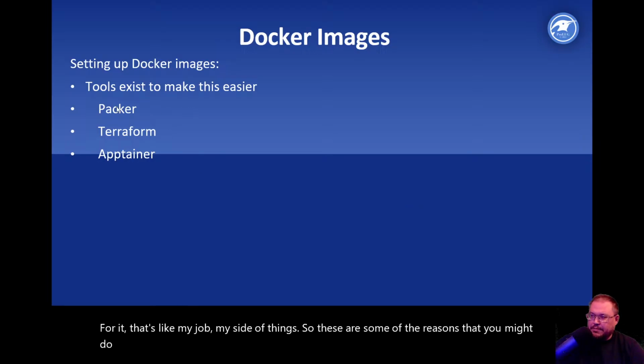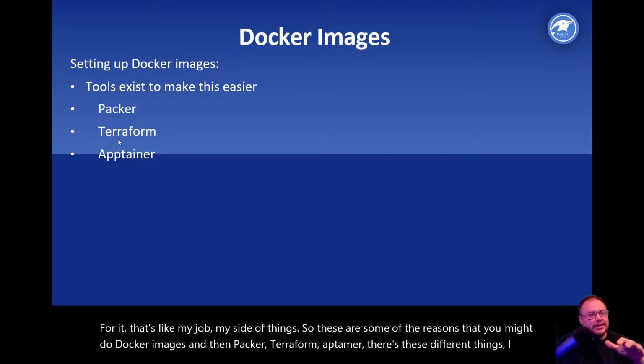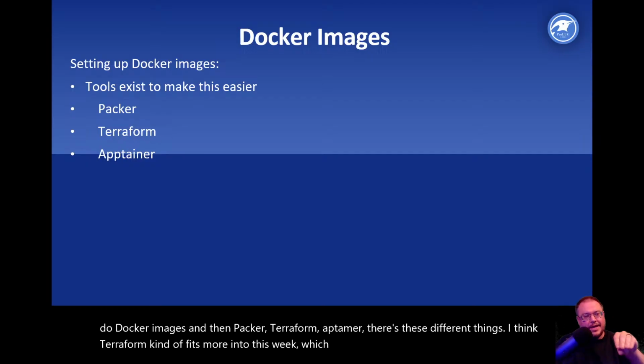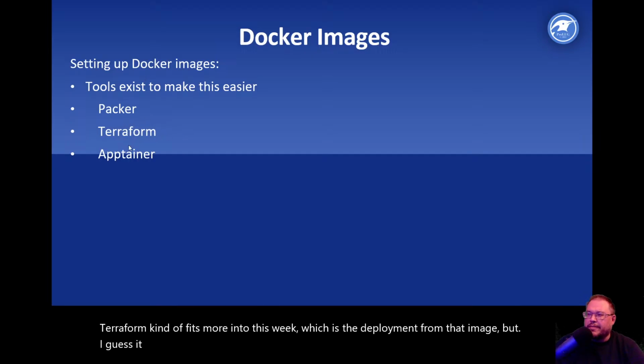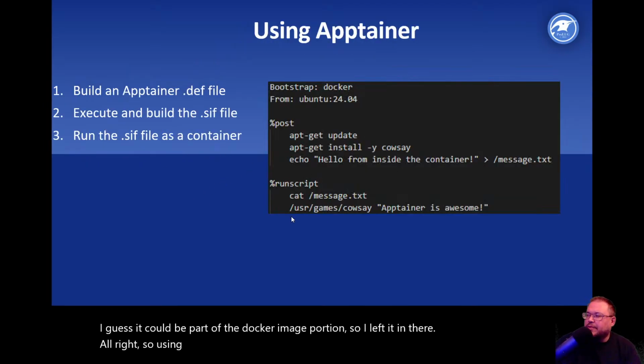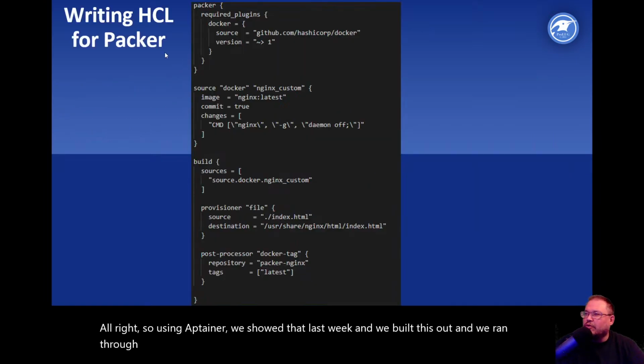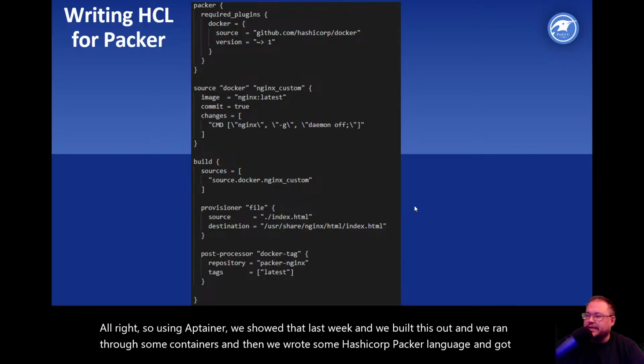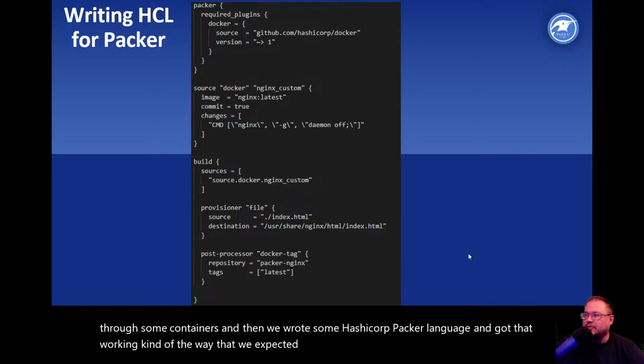And then, Packer, Terraform, Apptainer, there's these different things. I think Terraform kind of fits more into this week, which is the deployment from that image, but I guess it could be part of the Docker image portion, so I left it in there. All right, so using Apptainer, we showed that last week, and we built this out, and we ran through some containers, and then we wrote some HashiCorp Packer language and got that working kind of the way that we expected, and that's all review from last week, right?